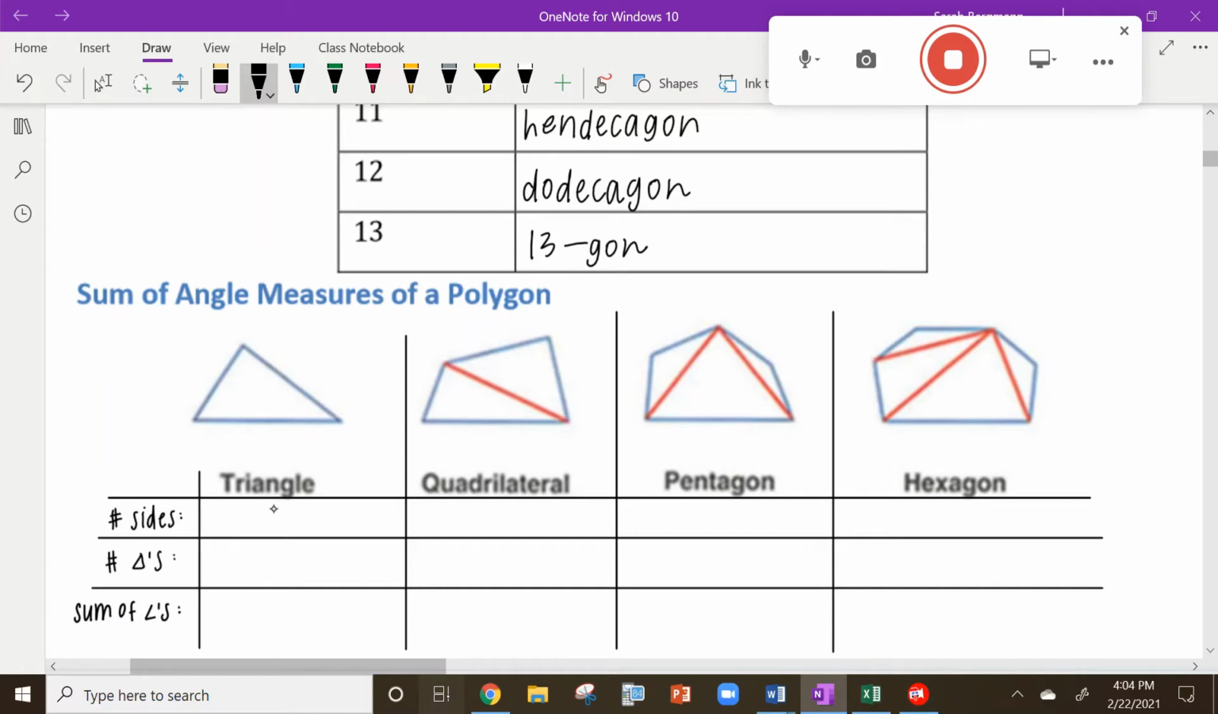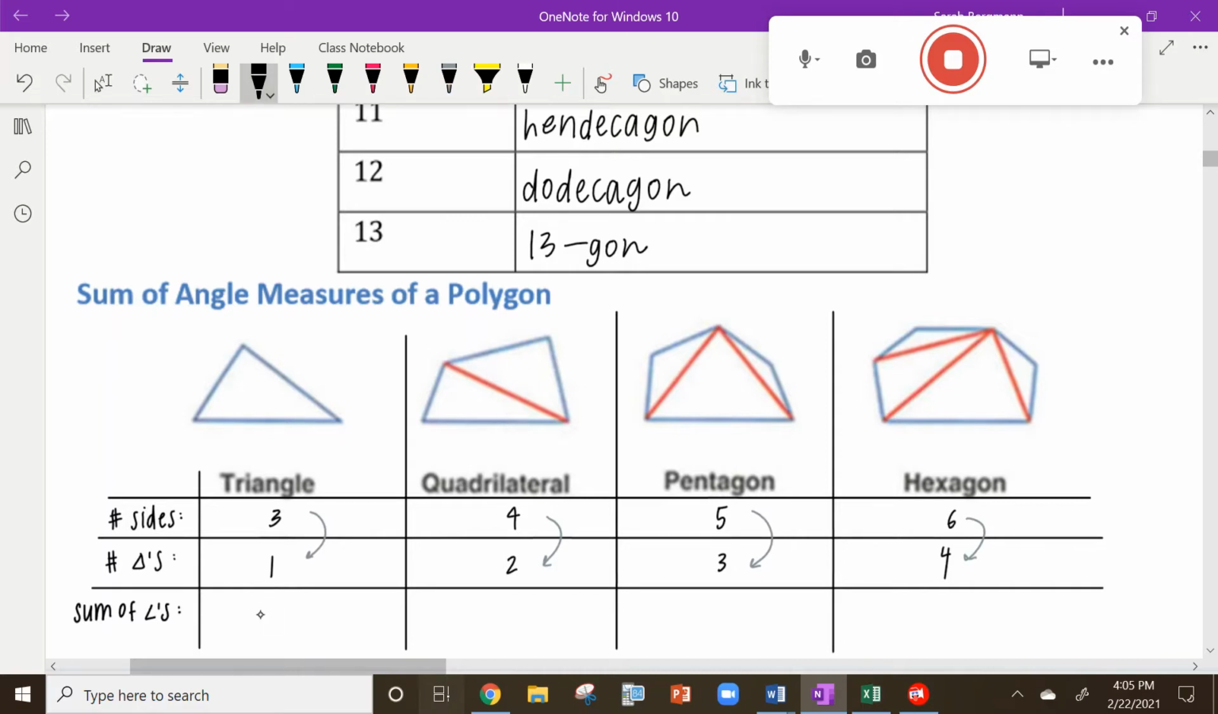So with a triangle, hopefully you have the number of sides is 3, quadrilateral 4, pentagon 5, hexagon has 6 sides. The number of triangles in a triangle obviously just has 1. A quadrilateral we can split up into 2 separate triangles. A pentagon, you should have seen there are 3 triangles. A hexagon can be split up into 4 triangles. Do you notice any pattern between the number of sides and the number of triangles that it can split up to?